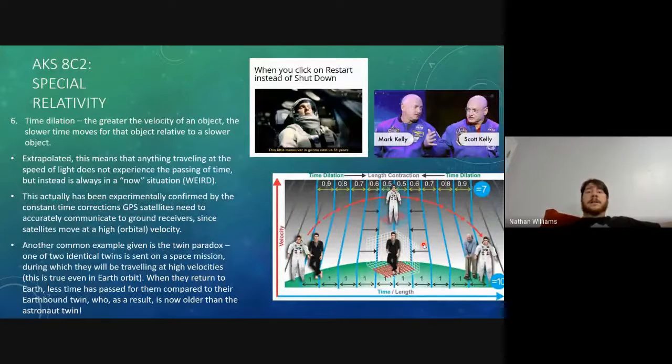Now, another weird idea, point 6 for special relativity, is time dilation. There's actually another way time dilation can occur, and we'll talk about that with general relativity. But here, this is time dilation due to motion with velocity. In the past two topics, we've been talking about how tremendous velocities have caused very strange changes. And here the strange change is that for an increasingly fast moving object, time is actually going to seem to pass slower for them compared to some other observer who is not moving nearly as fast. So the greater the velocity of an object, the slower time moves for that object relative to a slower object.